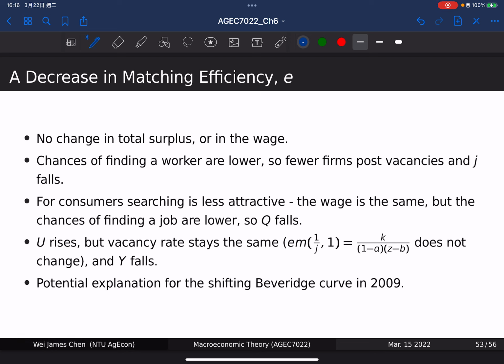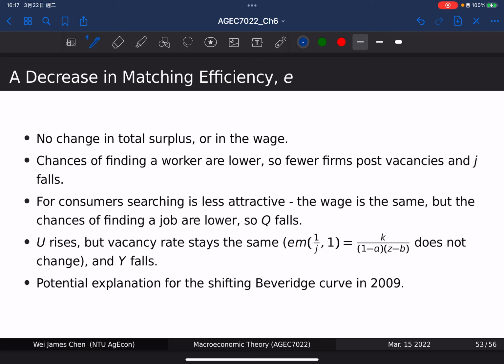Last thing is the decrease in matching efficiency. If it's the matching efficiency, the total surplus doesn't change. So the wage won't change. But the chances of finding a worker are now lower. So fewer firms post vacancy and J actually falls.